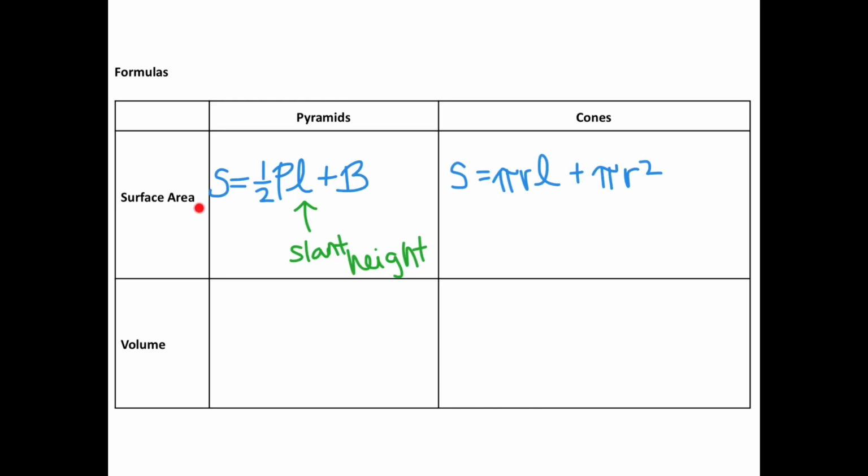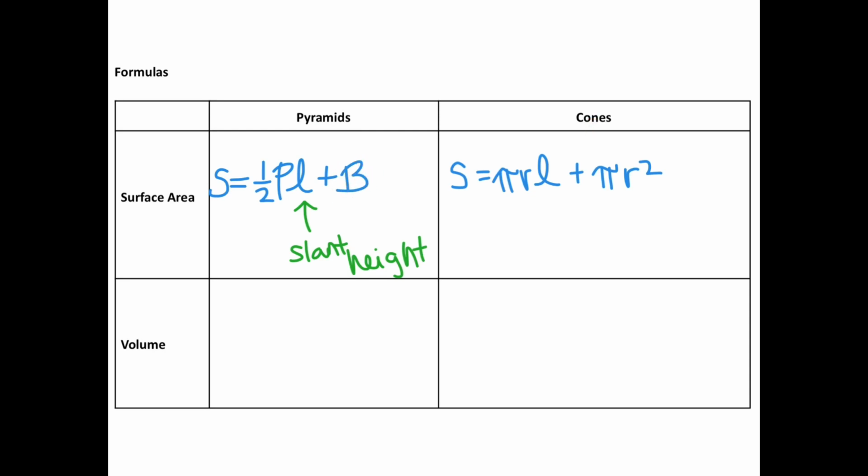So in taking a closer look at the surface area for pyramids, notice that it's 1/2 the perimeter. We're familiar with this perimeter. Then this cursive L stands for the slant height. We're going to take a closer look at that in a second. And then capital B is still the area of the base. So that's for pyramids. Remember, the base shape of the pyramid could be a variety of things. So that's the same with this capital B.